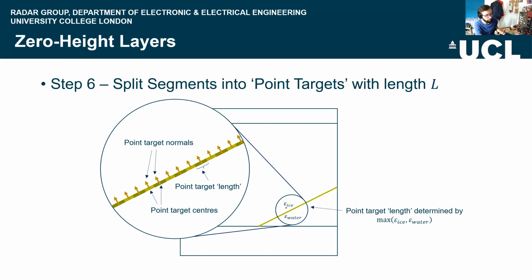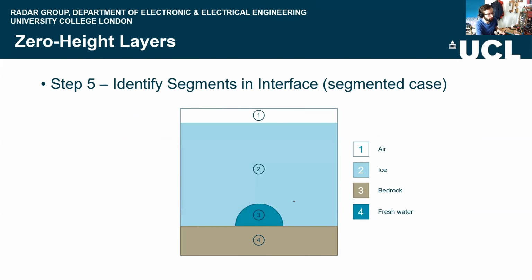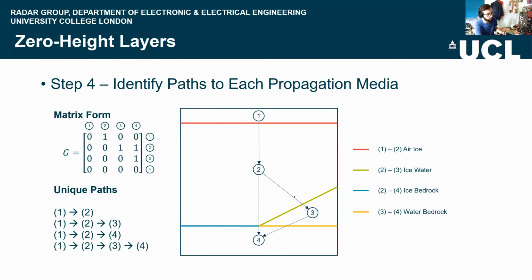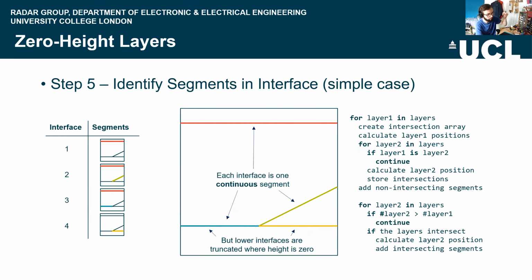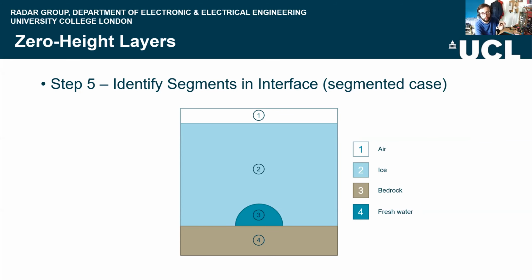And then we'll also need to determine, of course, the upper and lower permittivity of each interface. So here we'll have ice and water, and then here we'll have ice and bedrock. So that will determine the reflection characteristics. The determination of these material properties above and below follows quite nicely from the graph. If you select your subscript on the graph correctly, then you can quite easily pick out which material is above and below you.